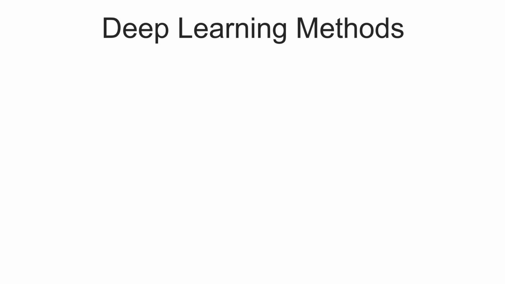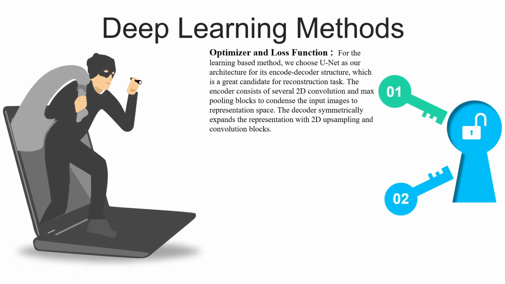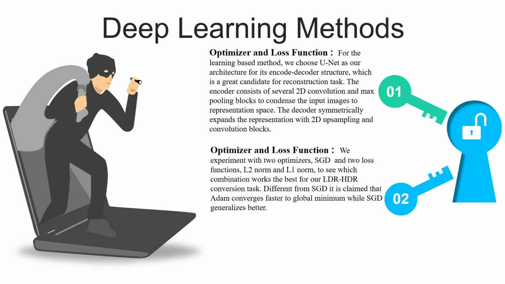Deep learning methods. Here are some deep learning methods. Optimizer and loss functions. For the learning based method, we choose UNet as our architecture for its encoder-decoder structure, which is a great candidate for reconstruction tasks. The encoder consists of several 2D convolution and max pooling blocks to condense the input image to a representation space. The decoder systematically expands the representation with 2D upsampling and convolution blocks. The next ones are optimizer and loss functions.